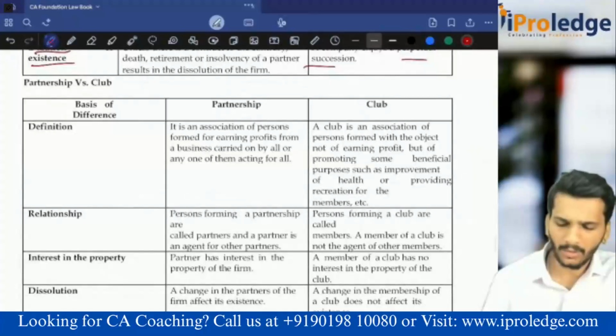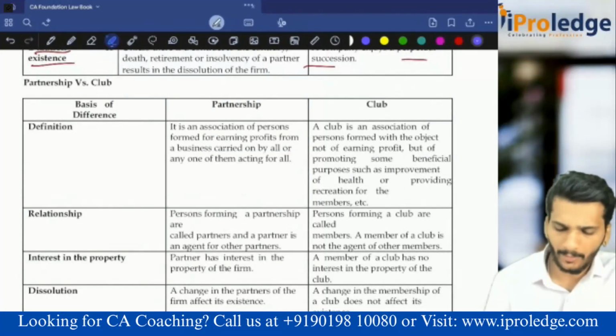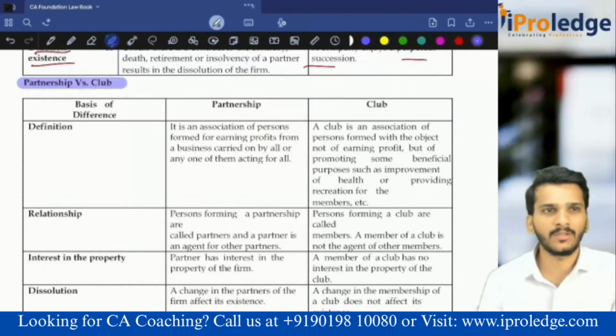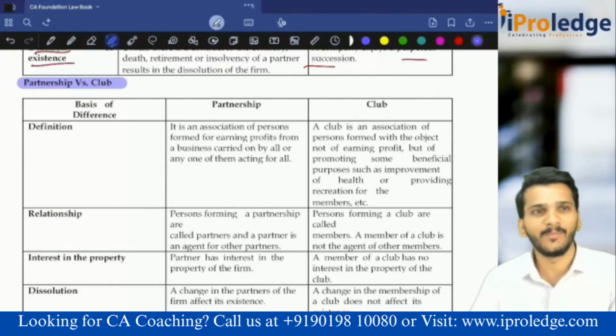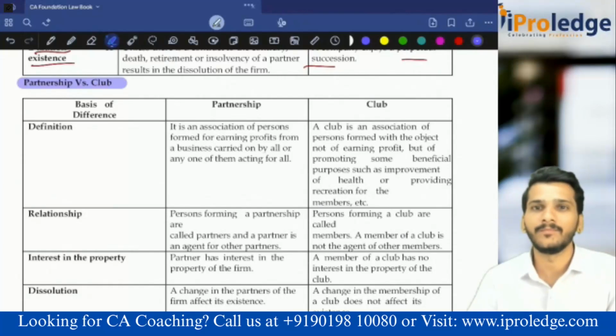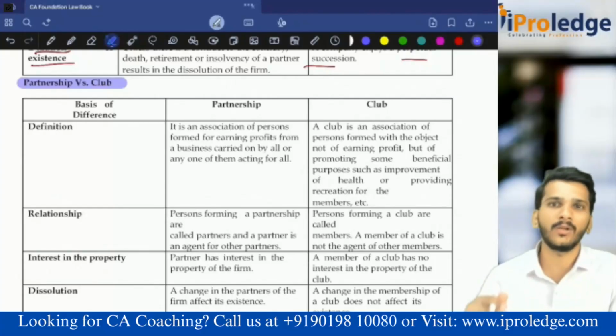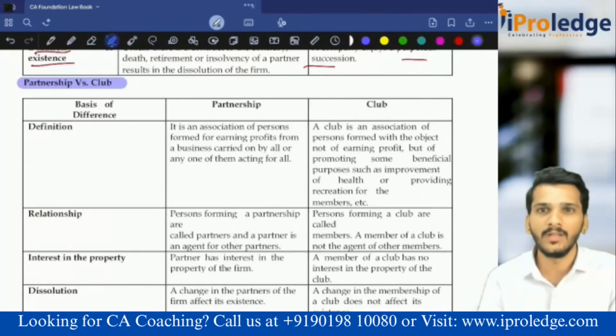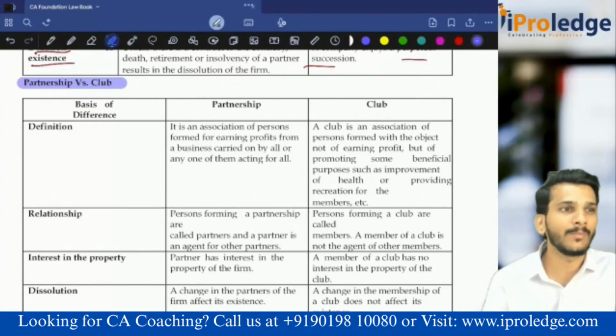And this is not important, but they are given. Partnership versus club. What is a club? Not that kind of club. A club means an association of persons. It is like a gym. A gym is also a club, but there is only one activity. In a club, there will be multiple activities. You can do cricket, shuttlecock, swimming also. You have heard of the Rotary Club or the Bangalore Club, something like that. Those are called clubs.